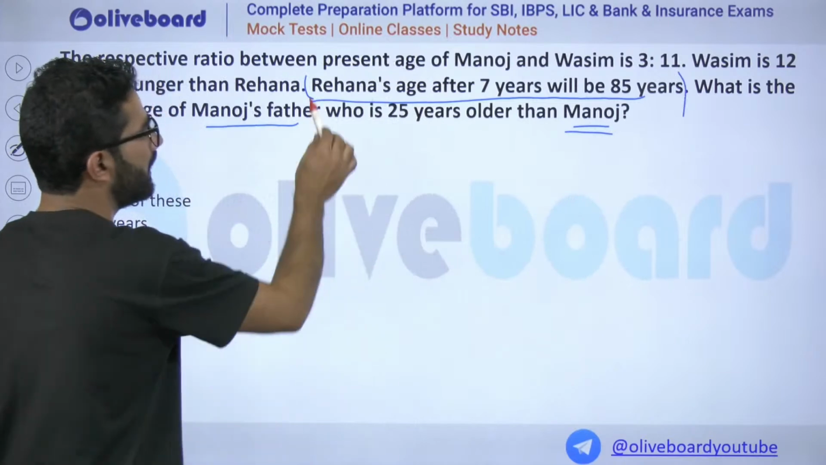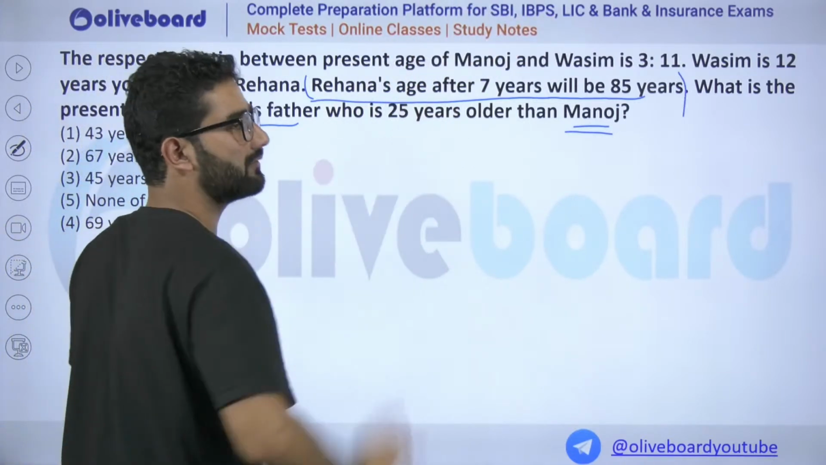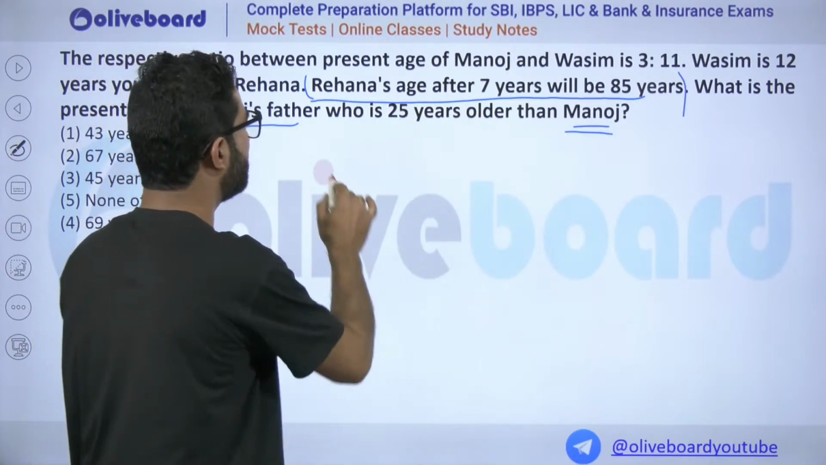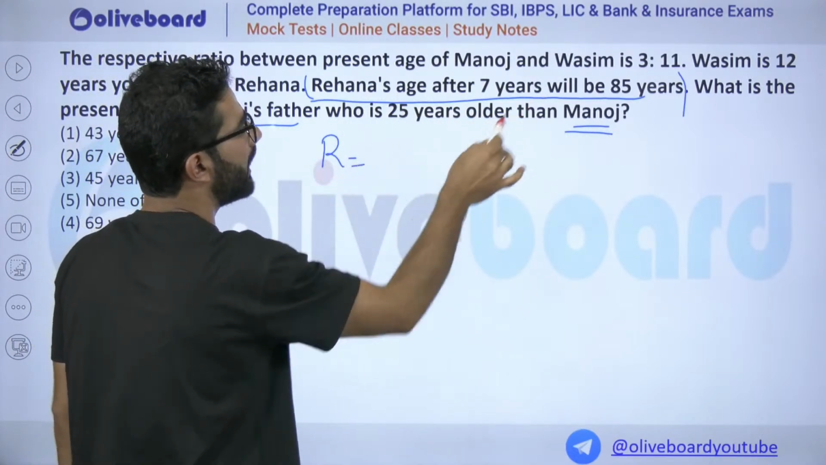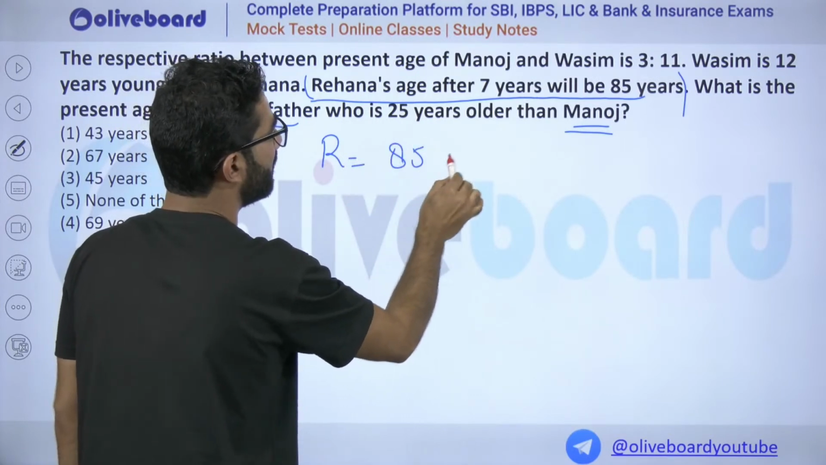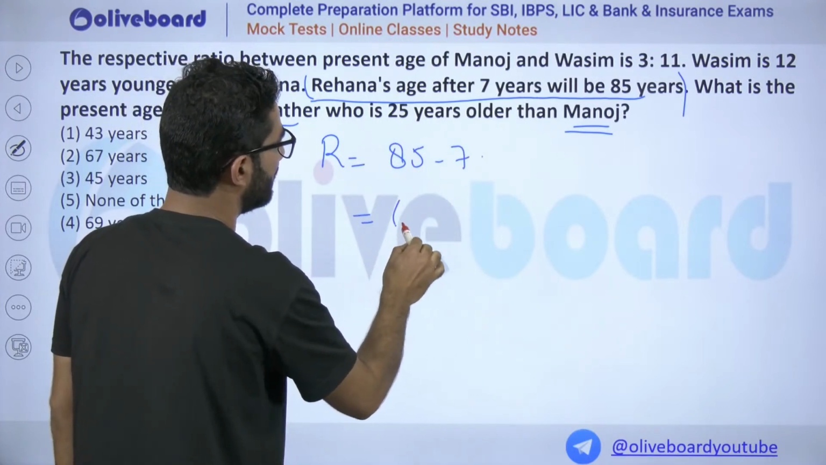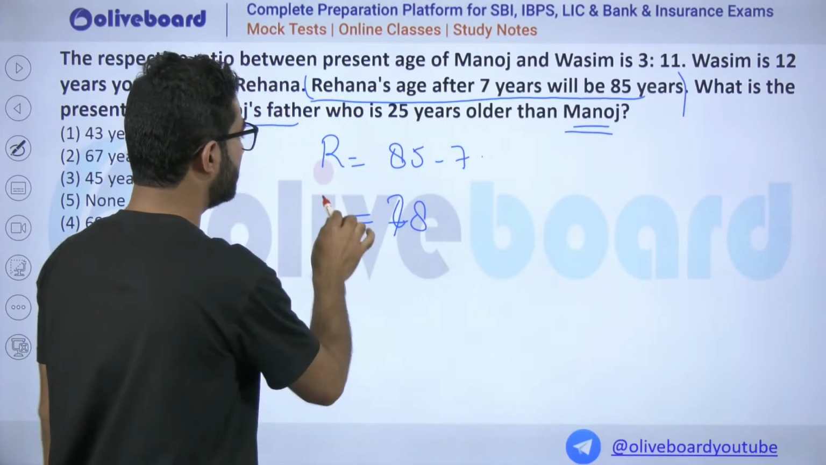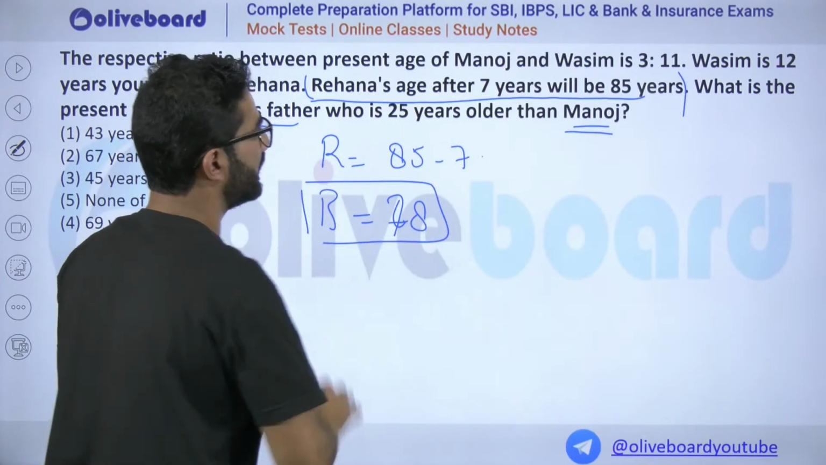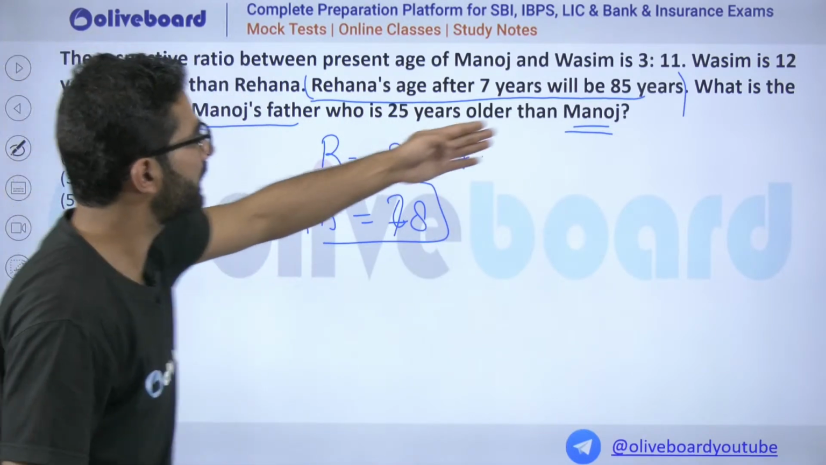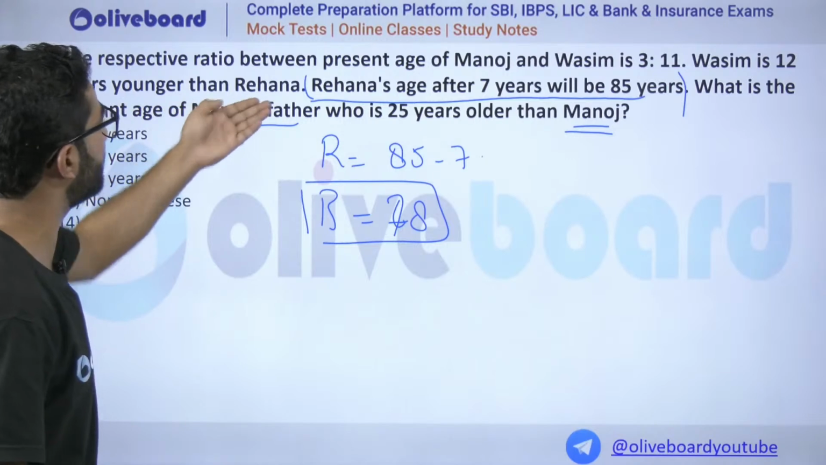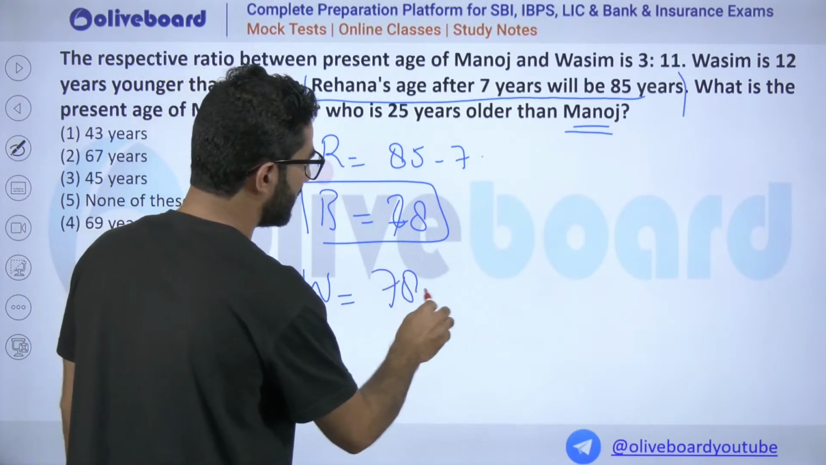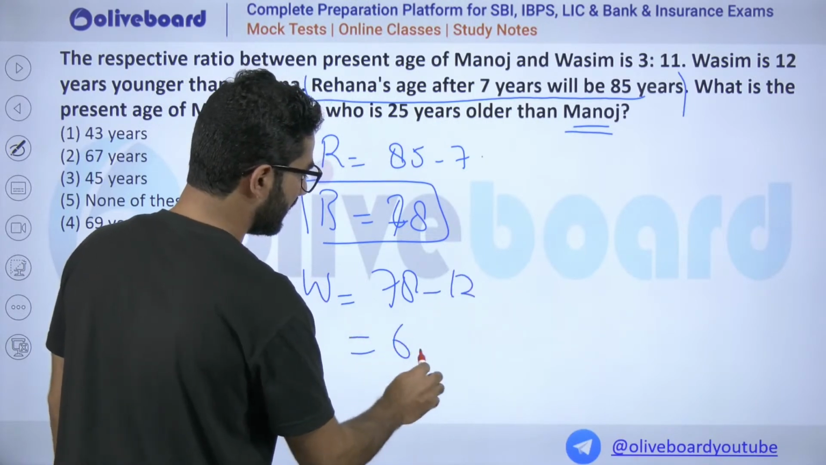Now, if you see the question here, this statement is very much the clue, the hint for this. Rihanna's age after 7 years will be 85. I don't have to go for the future age. I am interested in the present age. So, Rihanna's present age will be how much? 85 minus 7. That is nothing but 78. Clear? So this is the present age of Rihanna. Now it is given that Wasim is 12 years younger than Rihanna. Can I write that Wasim will be 12 years younger, means 78 minus 12, that is nothing but 66.